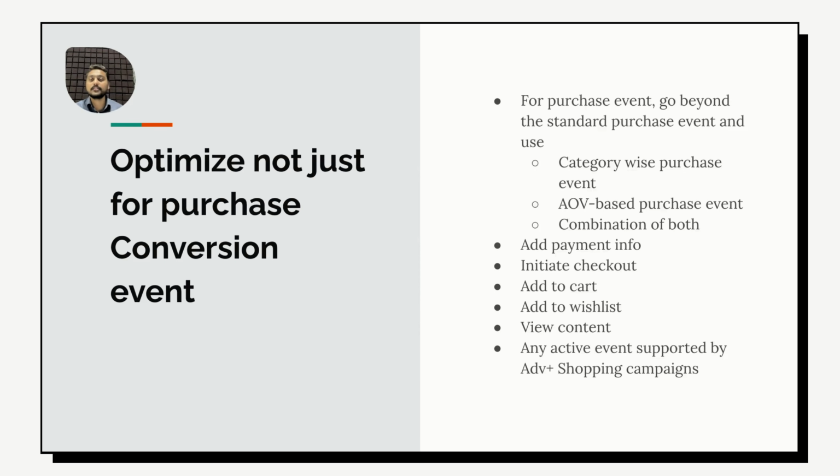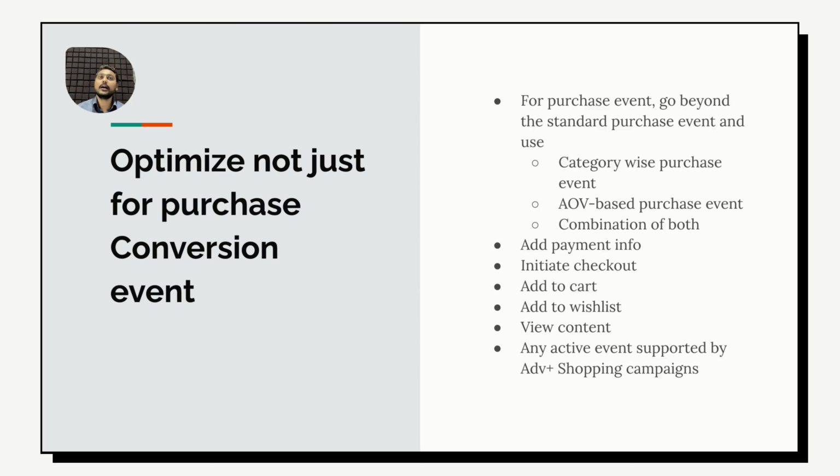So what I mean by this is, go beyond your standard purchase event. So number one, you can go by using category wise purchase. For example, let's say you have three different categories selling on your e-commerce website. Let's say shirts, skirts and tops. Now when you're sending this purchase conversion data to Meta, you will be sending them as a purchase event. Now how will Meta know what audience it should use to optimize, or what event data it should use to optimize the specific ad campaign of yours?